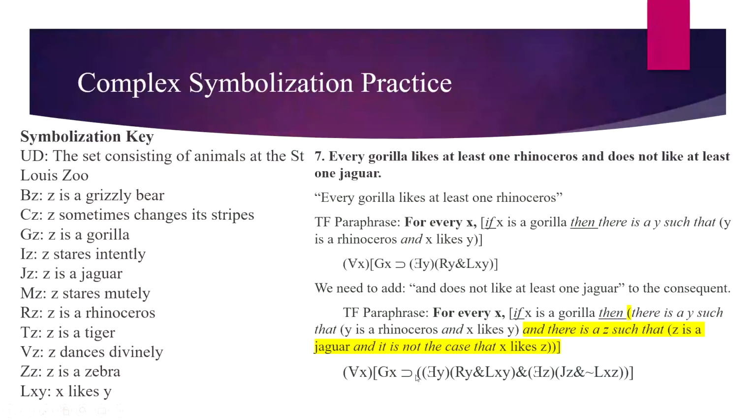Now this problem is a lot more complicated than anything I'm going to give you on the exam, so do not panic that it seems like a lot. It is a lot. But again, we have for every X, if X is a gorilla, then there is some Y such that Y is a rhinoceros and the gorilla likes Y. And there is some Z such that Z is a jaguar and X, referring back to our gorilla, does not like Z.